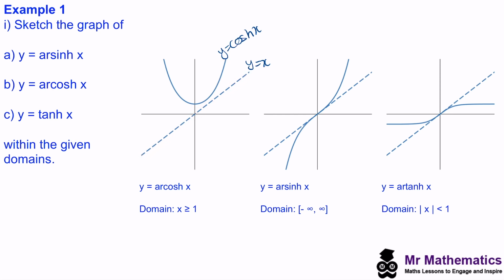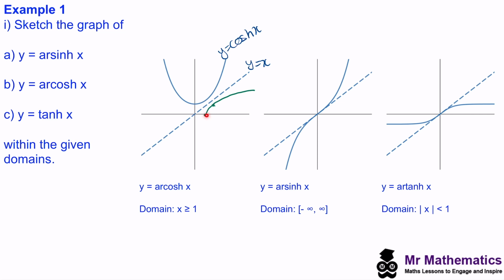So we can see that this point is reflected the same distance from the mirror line to create the image point, which is approximately here. And now as x gets bigger, we start to approach the mirror line. So this point here is reflected to approximately here. And then as x continues to increase, we get further away from the mirror line. So the sketch of arcosh of x looks a little bit like this curve here.